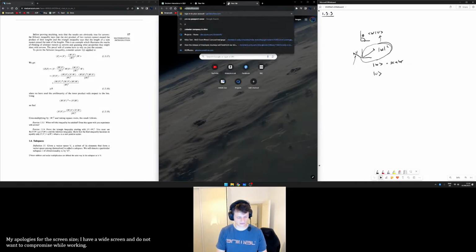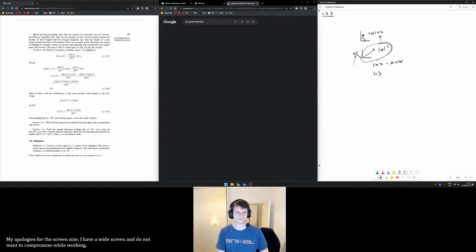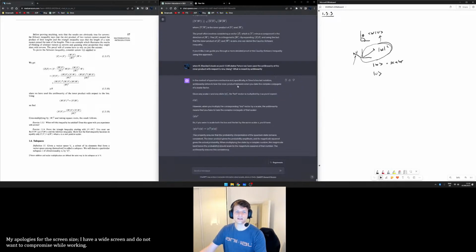Psi, Greek alphabet. Yeah, psi. The ket vector is multiplied by c as you'd expect. However, when you multiply the corresponding bra vector by a scalar, the antilinearity means that you have to take the complex conjugate of that scalar. So if you were to scale both the bra and the ket by the same scalar, c, you'd have the conjugate multiplied by the normal equals the magnitude squared of the inner product.